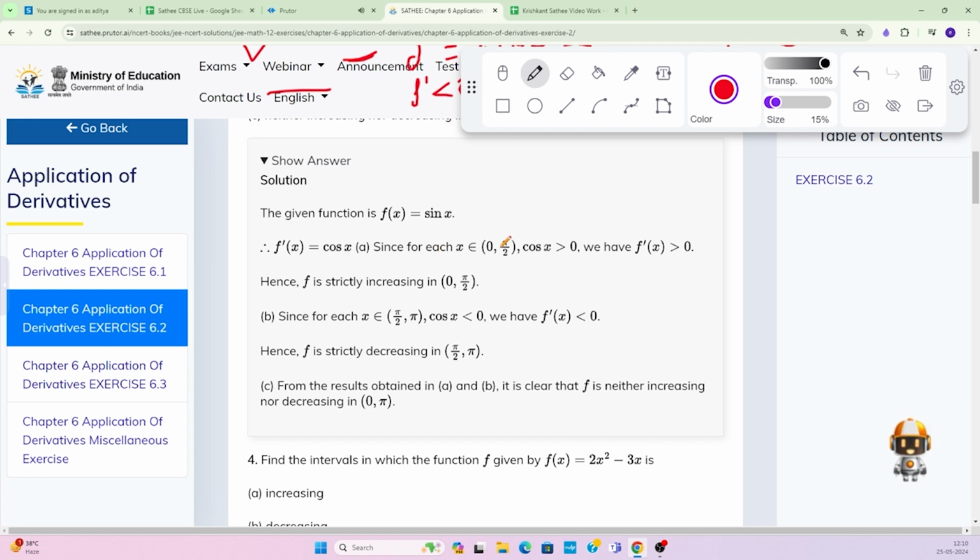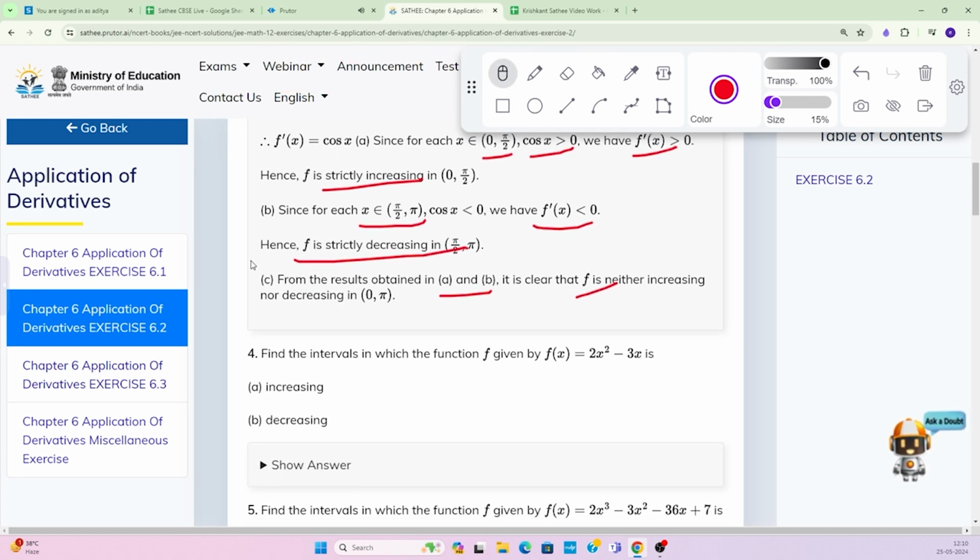In this 0 to pi interval, cos x is positive, that's why f prime x is positive, strictly increasing. In this interval, cos x, which means f prime x, is negative, strictly decreasing. And from using results a and b, it is clear that f is neither increasing nor decreasing.